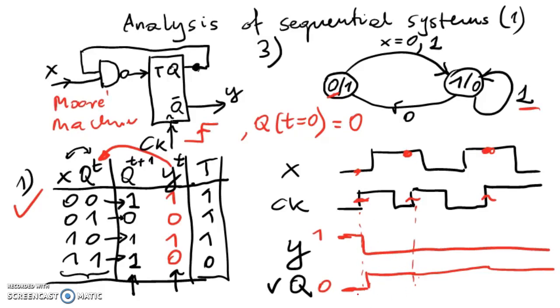Because Y is the inversion of Q, you can simply mirror it, invert it, and you've got it. It was quite easy to obtain. In the case of a Moore machine, it is easier than in the case of Mealy machines in general. And the Mealy machine will be presented in the following analysis example.